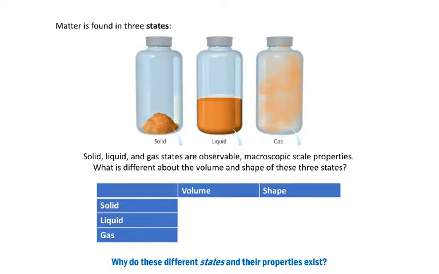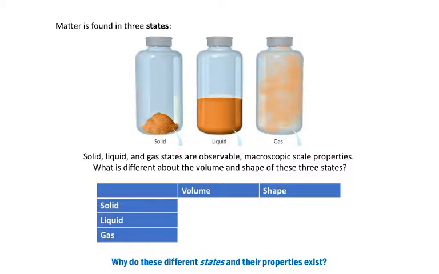Matter is found in three states, as we saw before: solid, liquid, gas. You're familiar with all these. They are observable macroscopic scale properties. Macroscopic means something that you can see. It's in the realm of humans. It's observable. Atomic scale, like atoms, you can't see those. They're not observable to our eyes. But macroscopic things are.